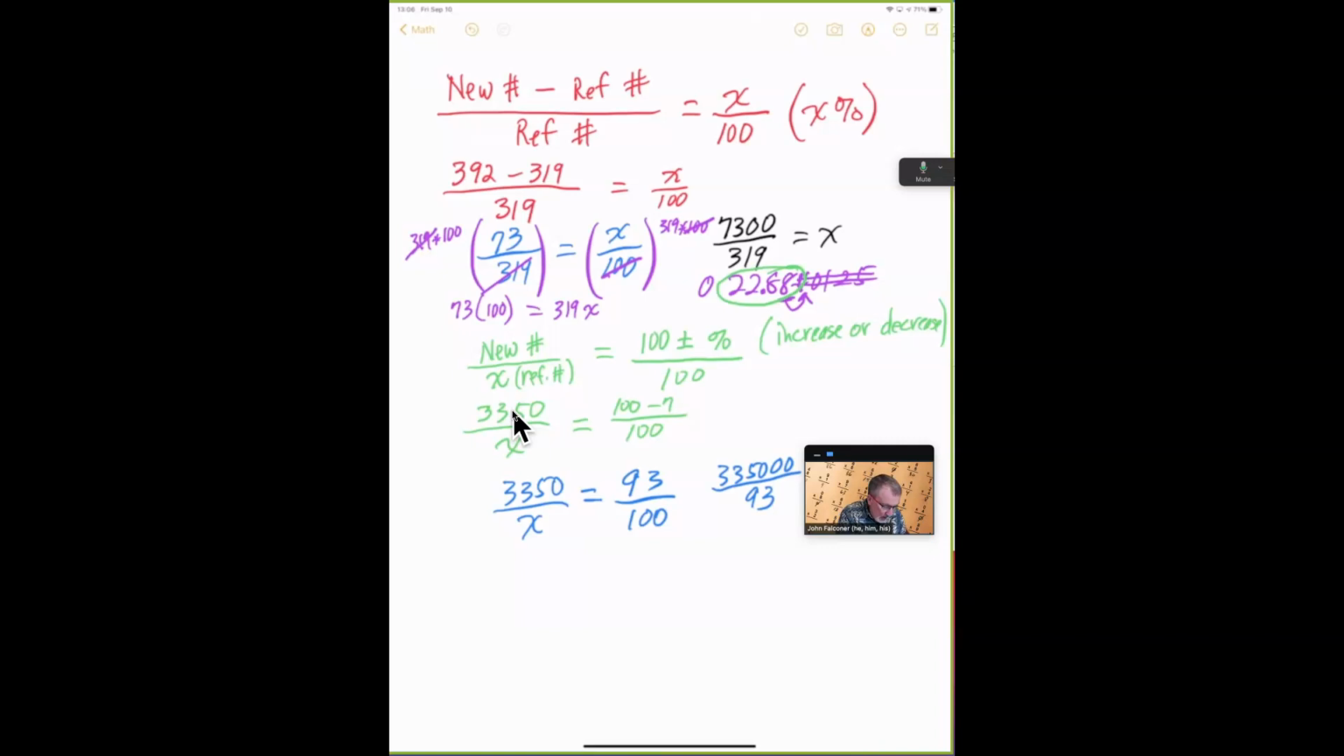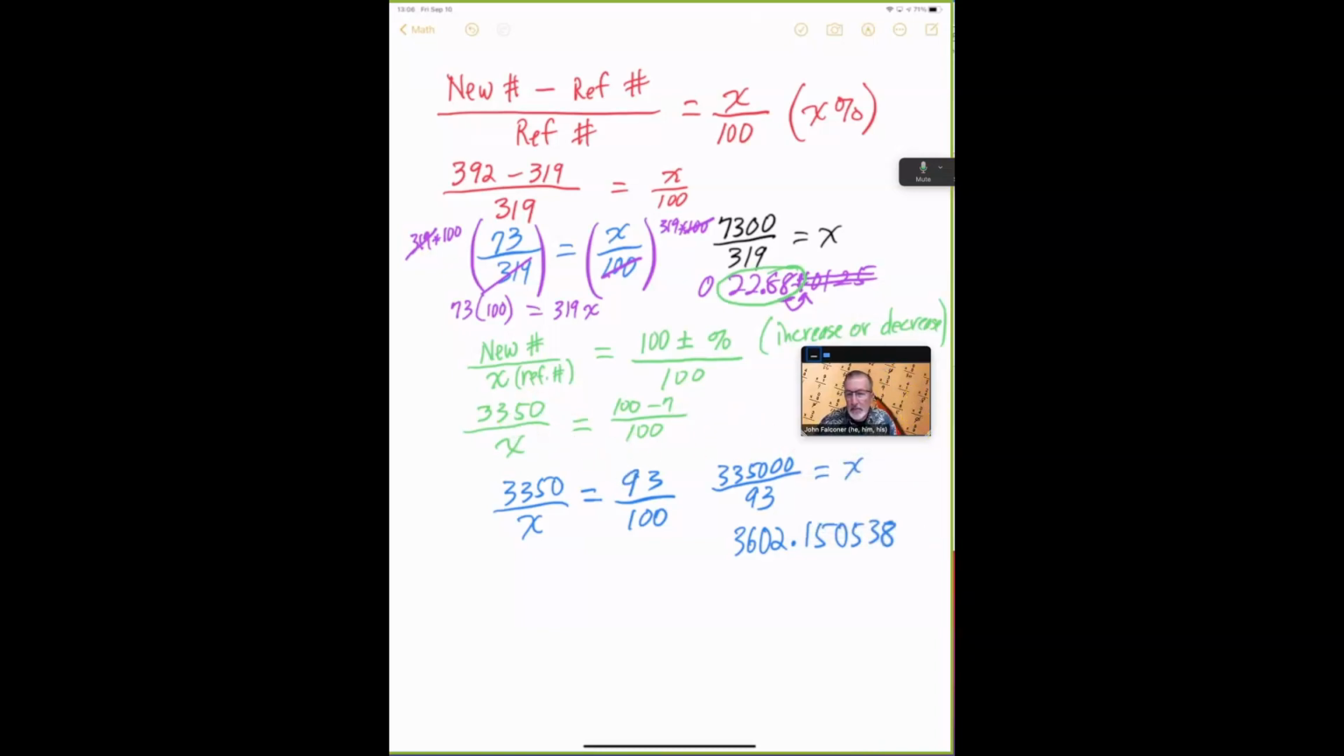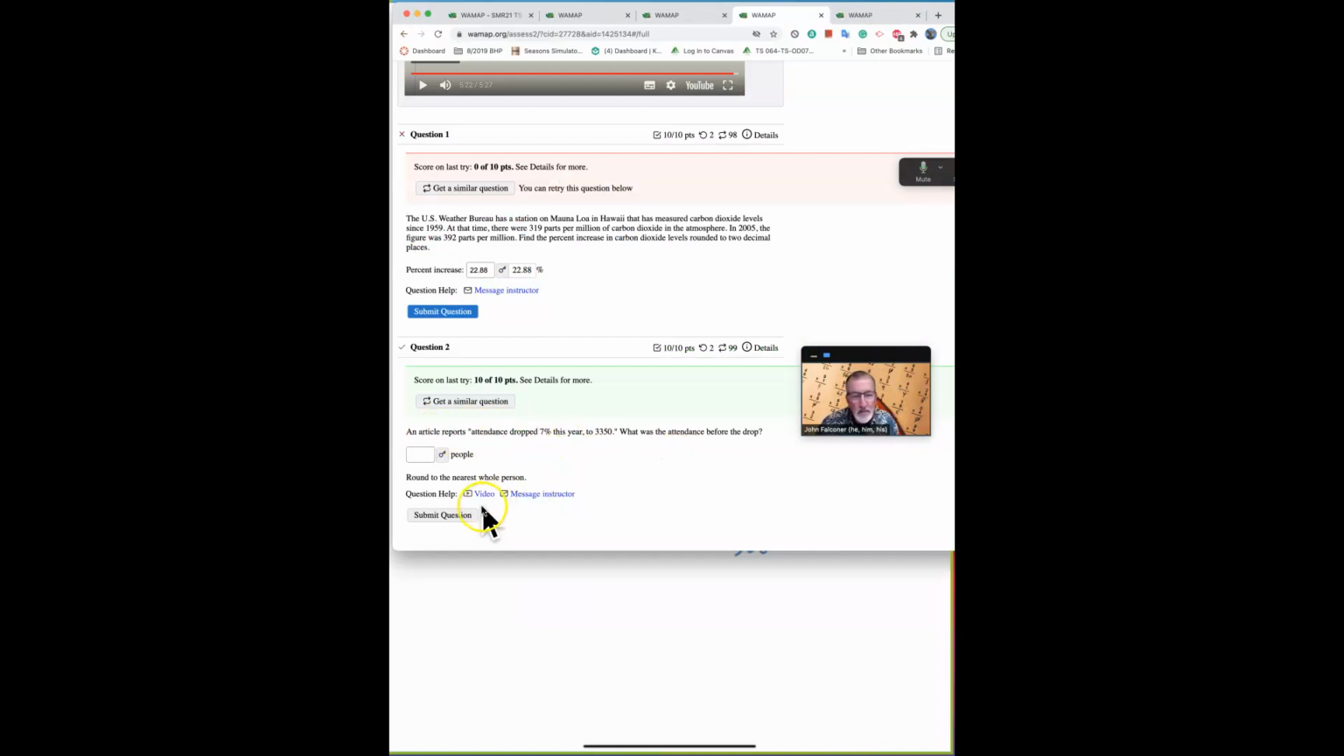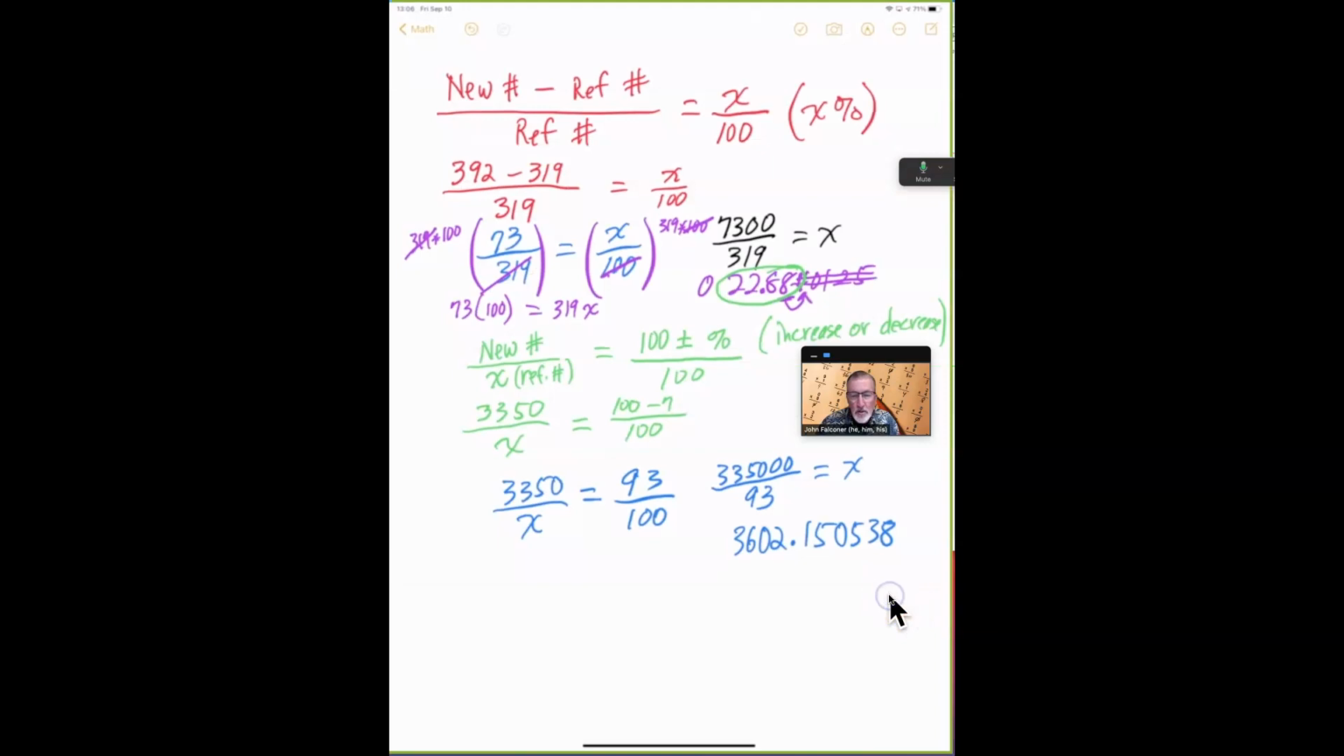So let's take a look to see how we do. 335,000 divided by 93 gives us 3602.150538. Okay, so we're talking about population figures, right? This was attendance, so we're counting. Our unit here is people. So whenever we have people as our unit, we can't have any fractions, right? So we have to round this number in the ones column.